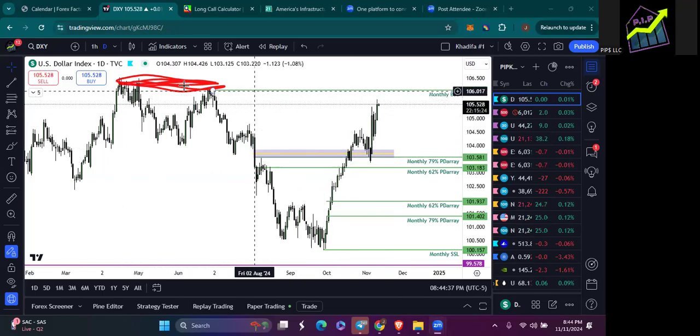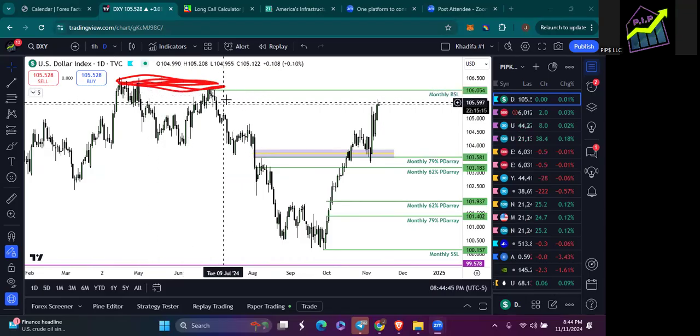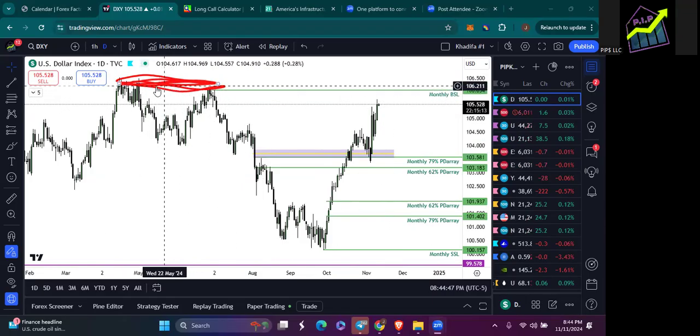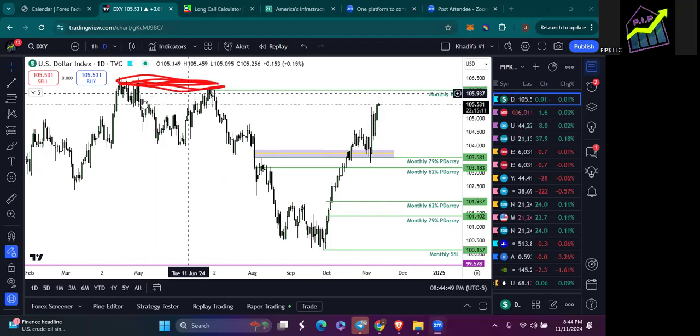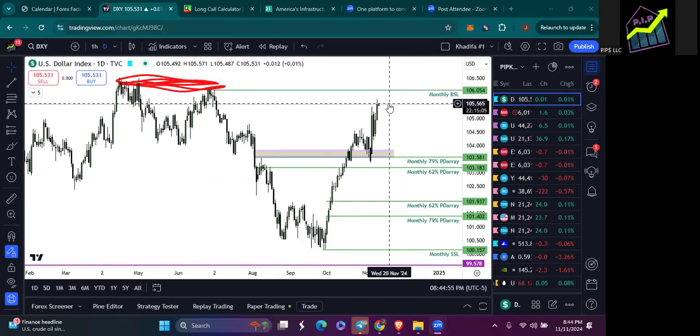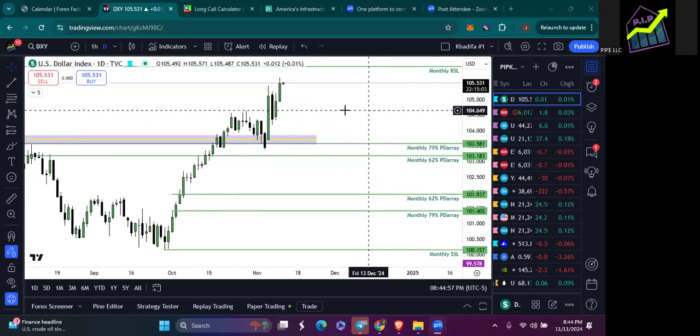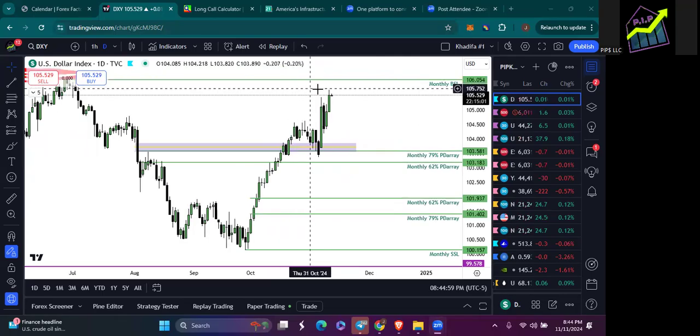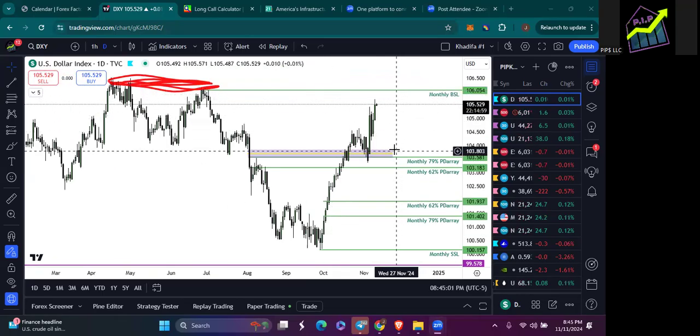And I told you guys that this area would be the area that I would be interested in seeing price run to. So as you can see, we're almost there. We're within the vicinity of that area. So I expect the dollar to continue to run higher.